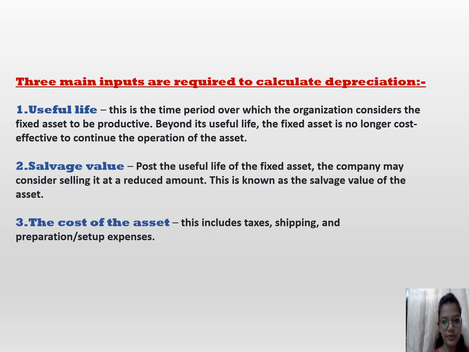There are mainly three inputs required to calculate depreciation. First is useful life. This is the time period over which the organization considers the fixed asset to be productive. Beyond its useful life, the fixed asset is no longer cost effective to continue operating. Second, salvage value. Post the useful life of the fixed asset, the company may consider selling it at a reduced amount. This is known as the salvage value of the asset. Third, the cost of the asset. They include taxes, shipping, and preparation setup expenses.